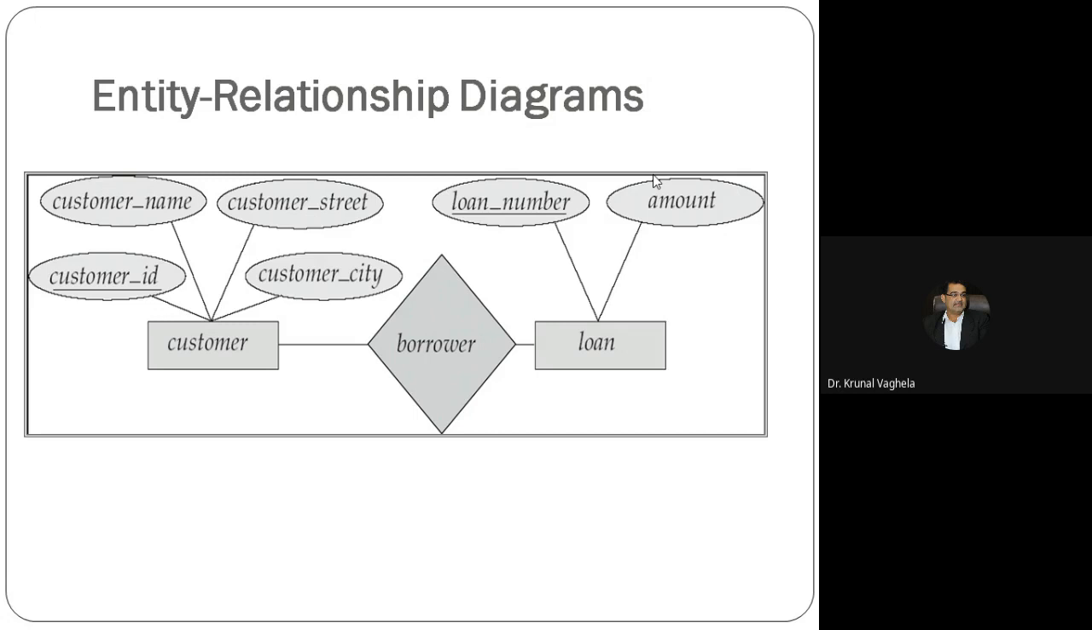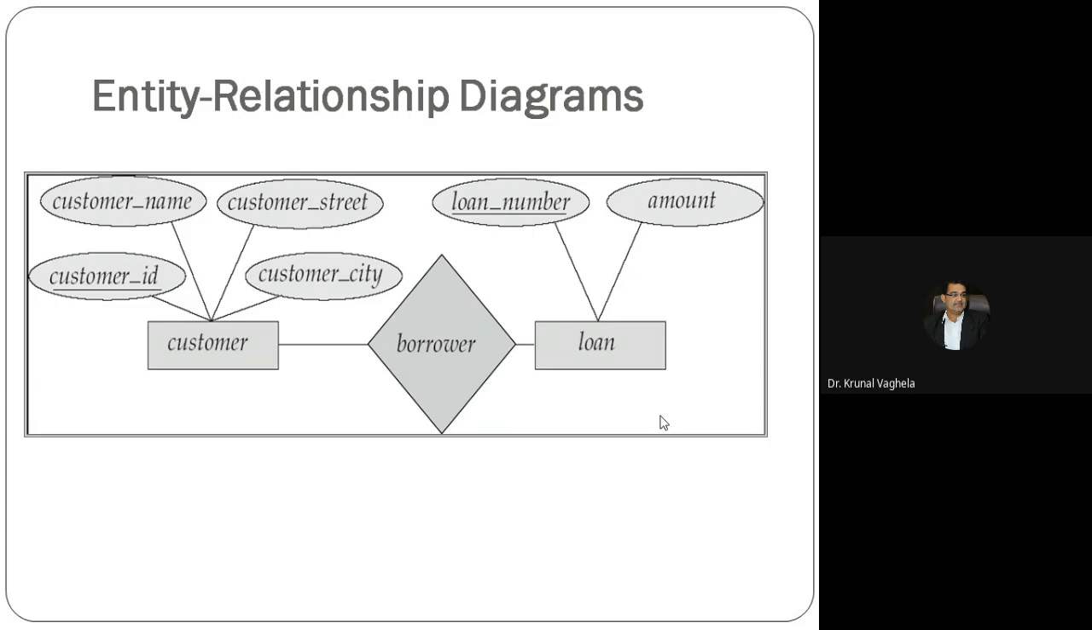So if you observe, rectangle means entity set. So there is an entity set called customer. And this ellipse means attribute. What are the attributes of customer? Customer ID, customer name, customer street, customer city. There is a second entity set, loan, with the attributes loan number and amount.